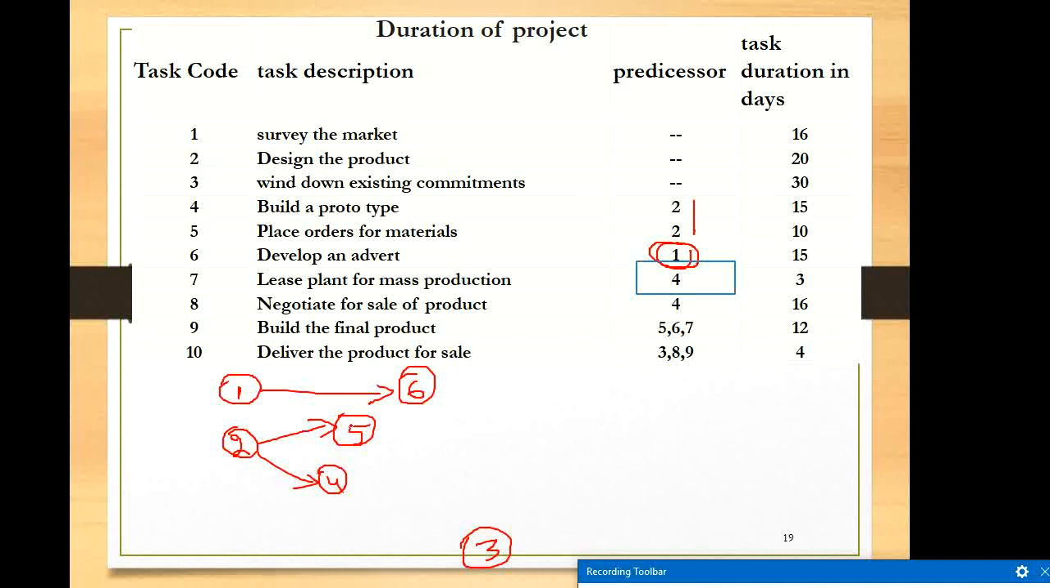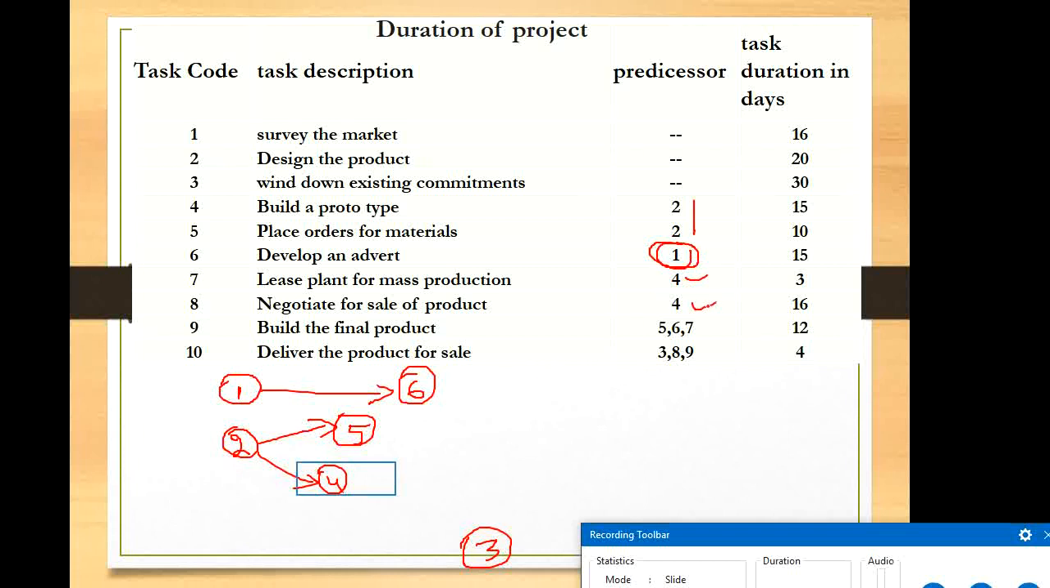Now come to the activity 7 and 8, both are preceded by 4, right? 7 and 8 both are preceded by 4. Now we can see here 7 and 8 are preceded by 4. So you can take here 7, 8, 8 and 7.